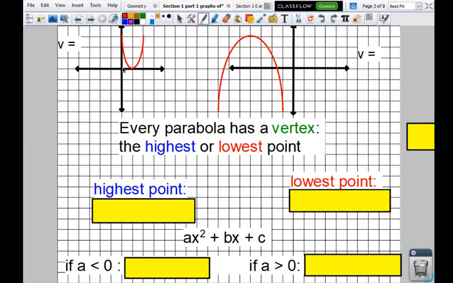You know what? On these parabolas, I accidentally erased one of my arrows. You guys don't need to draw these. I'm just putting them in for myself.